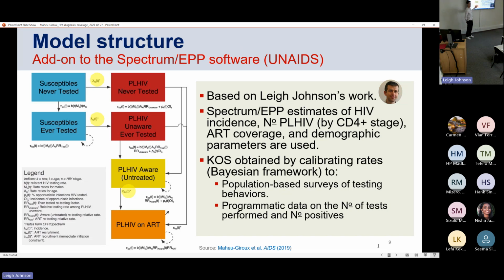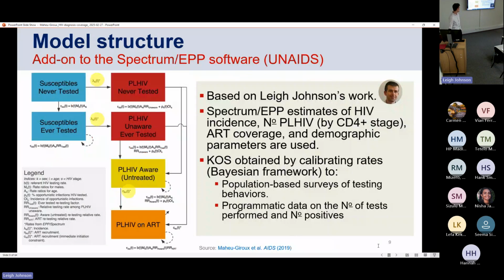That comes in from the program data of all these countries. And the basic idea is that we calibrate the testing rates. And the testing rates are all these arrows except the incidence and the treatment coverage. And we triangulate the population-based surveys with the total number of tests being performed, as well as the number of positive tests. And this is how we can achieve a better estimation of the proportion of people living with HIV aware, as opposed to just taking the midpoint between this box and this box in the model.